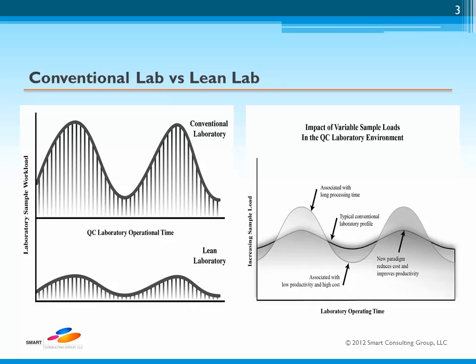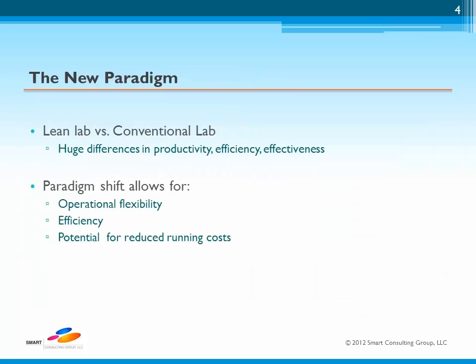Therefore, when data is collected, collated, tabulated, and analyzed, there are additional areas of waste that become obvious opportunities for removal. In the new paradigm, the difference between lean laboratories and conventional laboratories will become enormous, specifically in terms of productivity, efficiency, and overall process effectiveness.